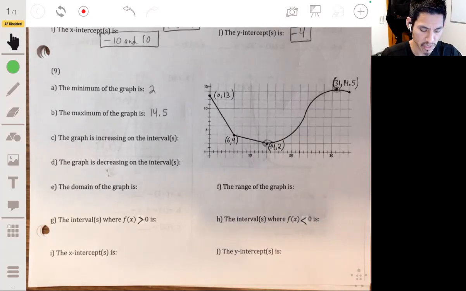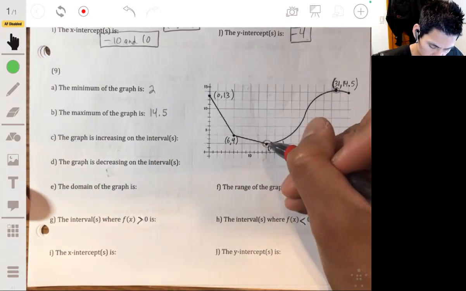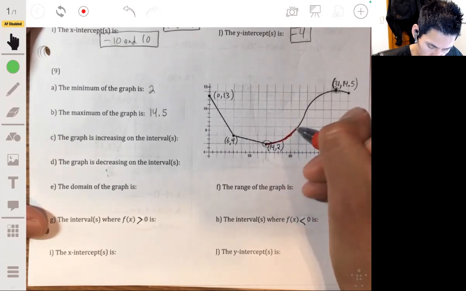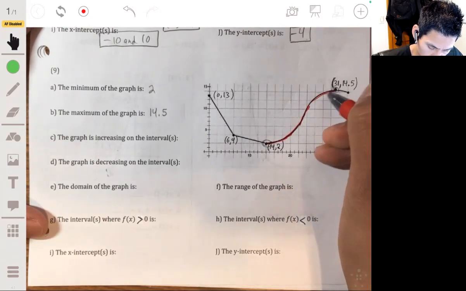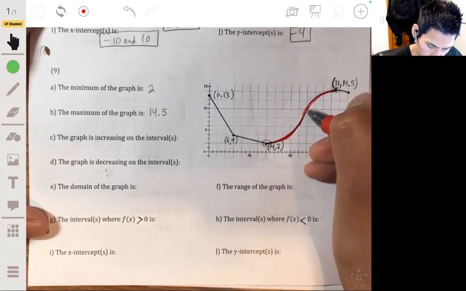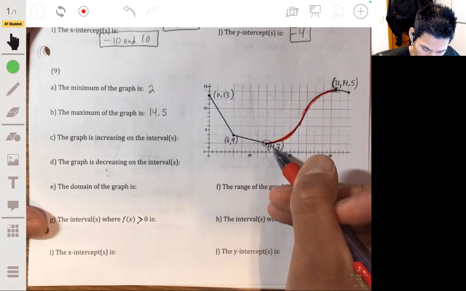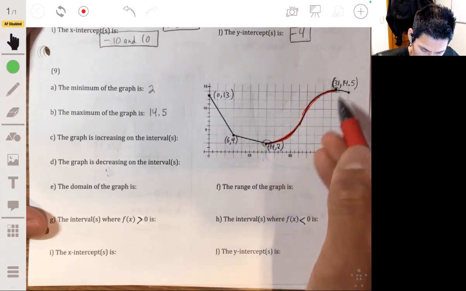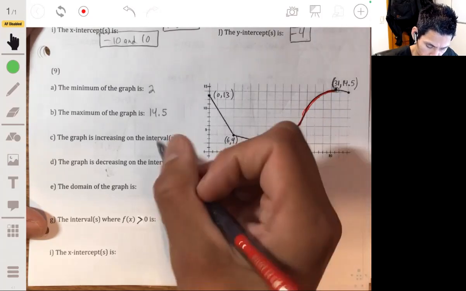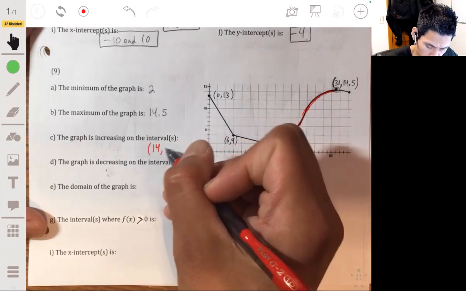The graph is increasing on the interval. It starts increasing here, all the way up to there, all along this interval. So from 14 up to 31 in parentheses.